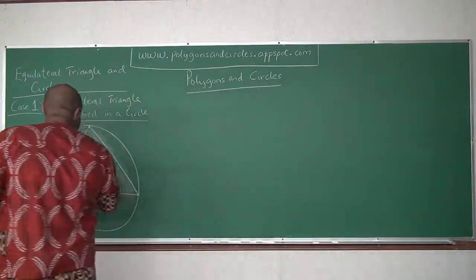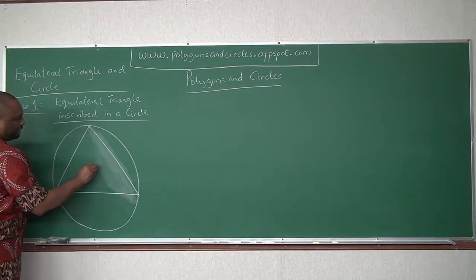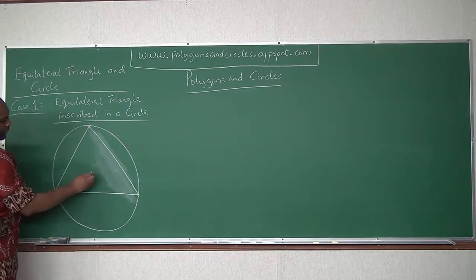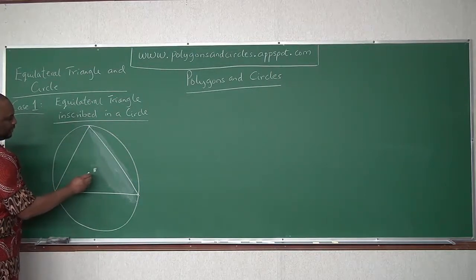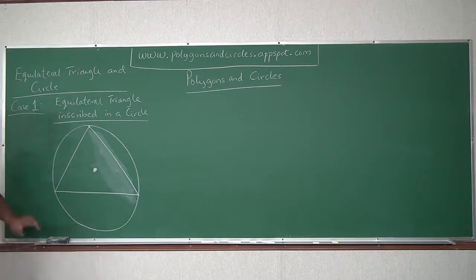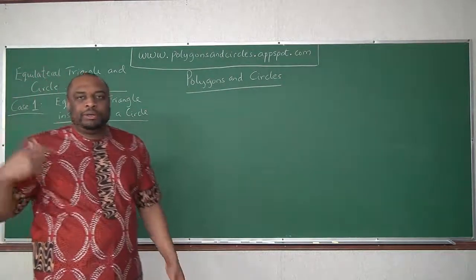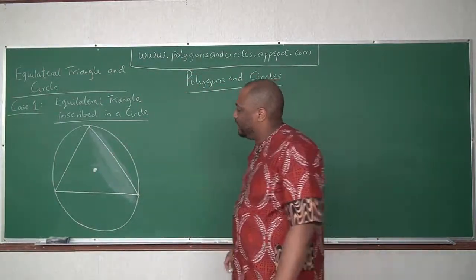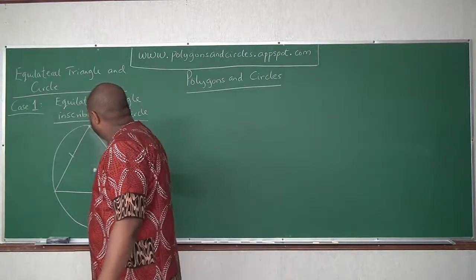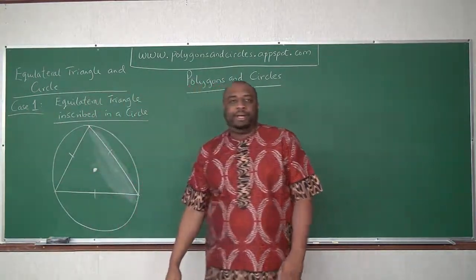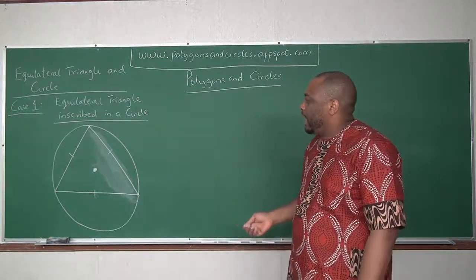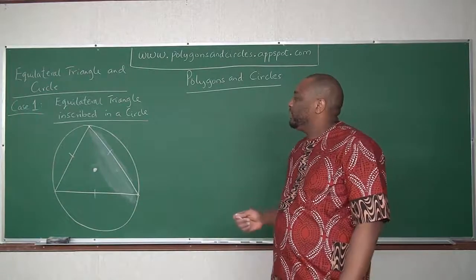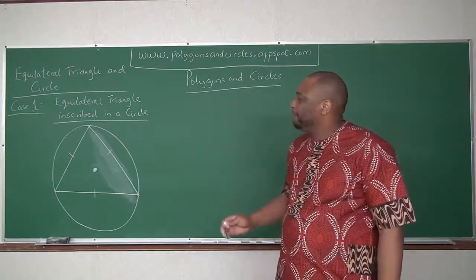So let's say that this is the center of the circle. And the first thing to note, when we say equilateral triangle inscribed in a circle, is that this is an equilateral triangle. It has three congruent sides and three congruent angles. Each angle in the equilateral triangle is 60 degrees.